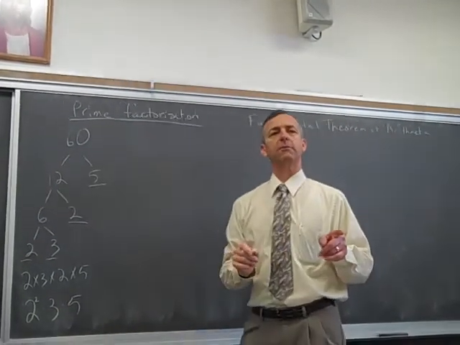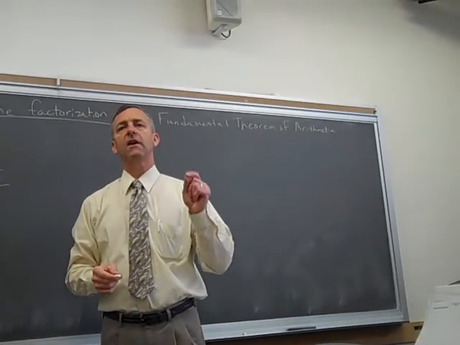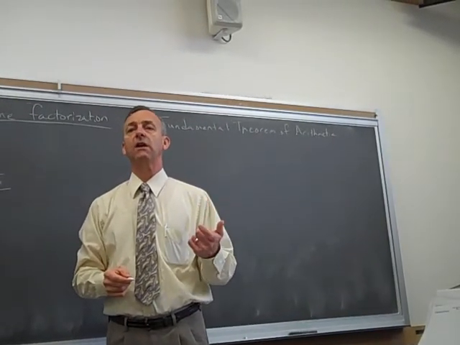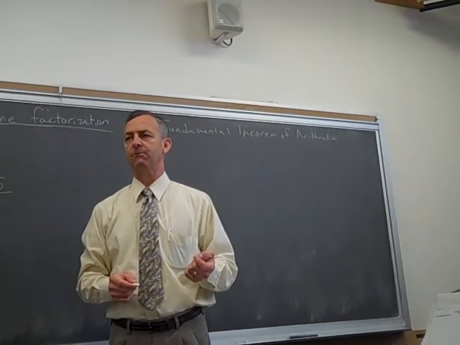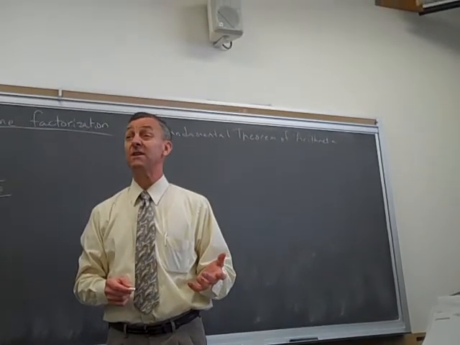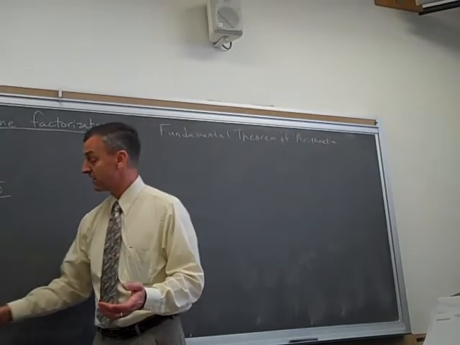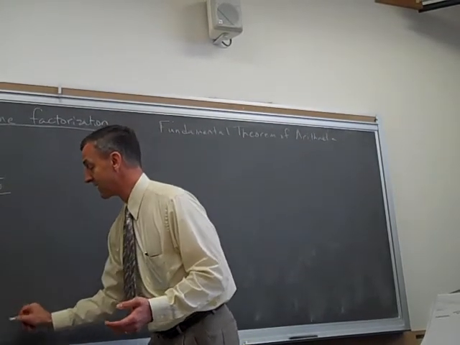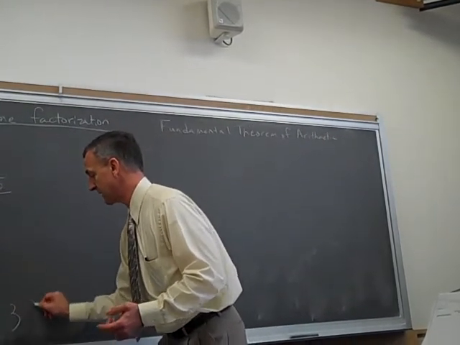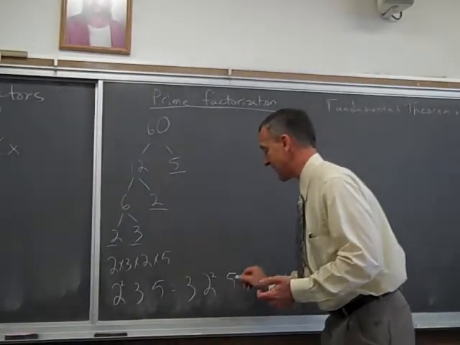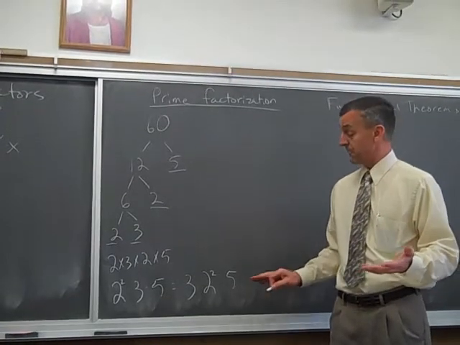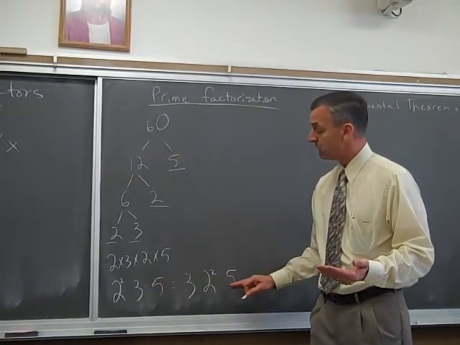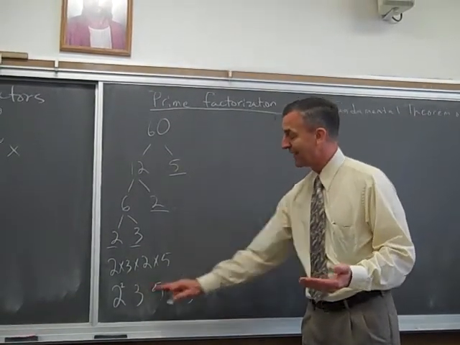The fundamental theorem of arithmetic says that every number has a unique prime power factorization. If you don't consider the commutative property, this right here is also the same as 3 times 2 squared times 5. Does everybody see that? All I'm doing is commuting. If you don't consider the commutative property, it is unique.